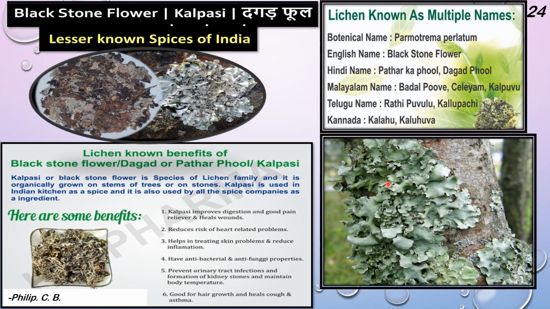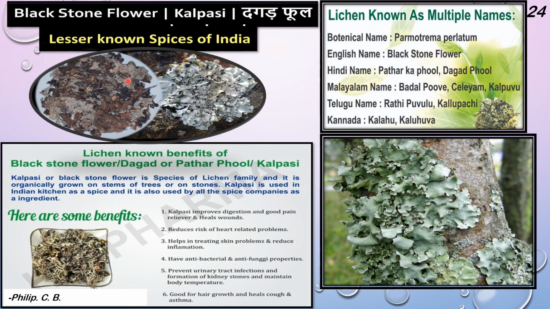Now, again some additional information given in the text. Black stone flower, also called kalpasi or dagad phul, is used as a spice in India, so a lesser known spice. Now why is it called black stone flower or dagad phul? The term dagad in Marathi means stone, or pattar ka phul, again stone, or black stone flower, because you can see this particular plant growing on stone, with an appearance like a flower, right?